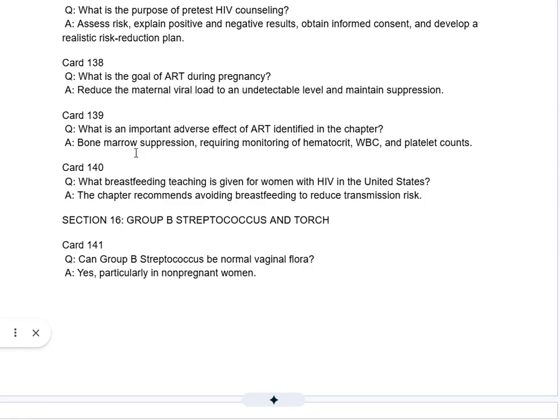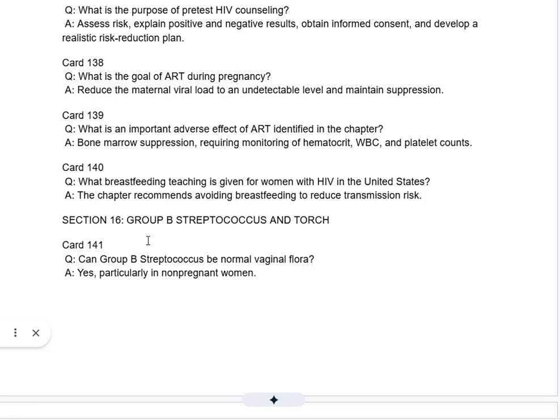Card 139. Q. What is an important adverse effect of ART identified in the chapter? A. Bone marrow suppression, requiring monitoring of hematocrit, WBC, and platelet counts. Card 140. Q. What breastfeeding teaching is given for women with HIV in the United States? A. The chapter recommends avoiding breastfeeding to reduce transmission risk.